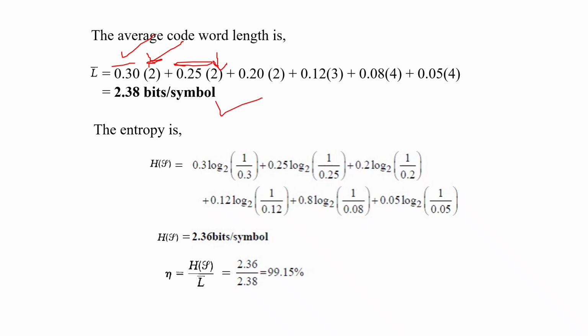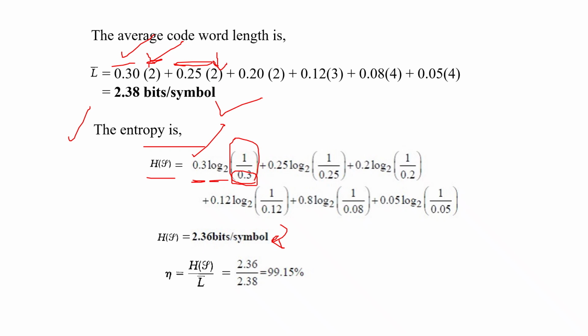After finding the average code word length, you can also find out the entropy. So how will you find the entropy? The formula is H(X) is equal to how much? Probability into log of 1 over probability. So this is the formula. Here the probability is given, for the first symbol 0.3, and log of 1 by 0.3, same probability. So put that, and do the same for all the information, and you will get the entropy.